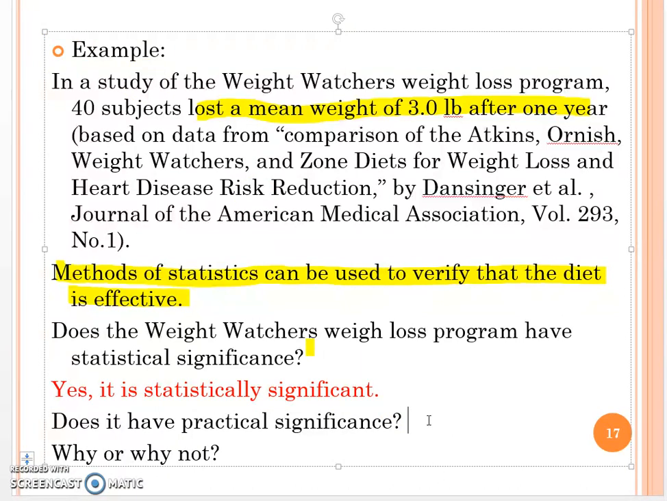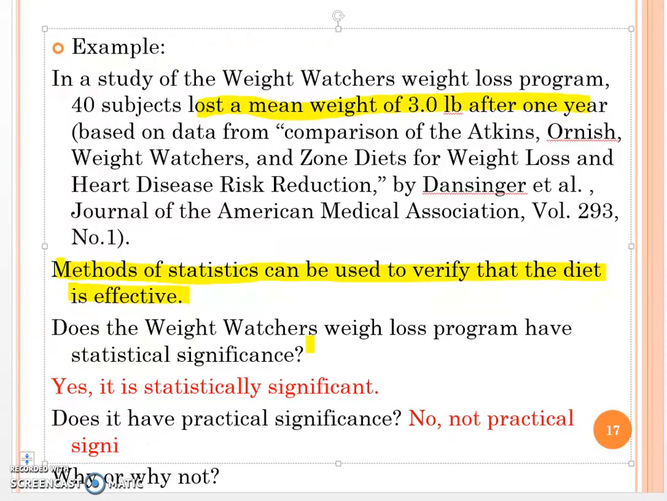Question 2, does it have the actual practical significance? So let's think about this question. If you lose an average weight of 3 pounds after 1 year, do you think this is actually significant to you in reality? Not really, right? So no, not practically significant.